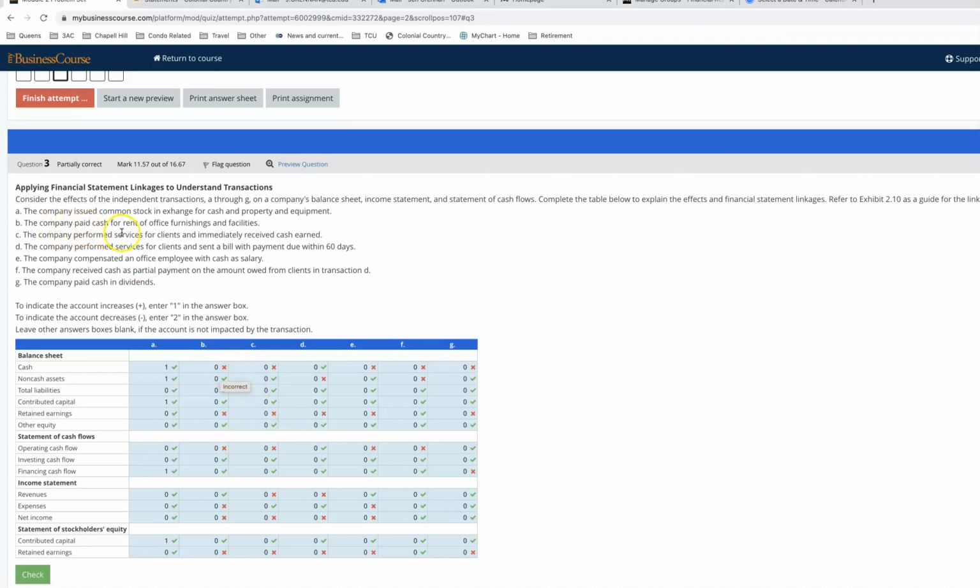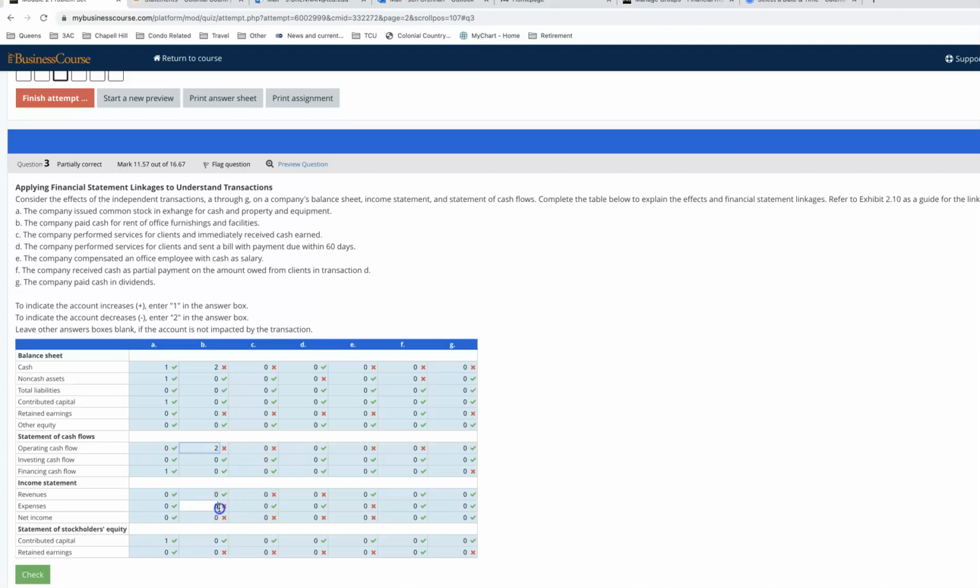All right, B, the company paid cash for rent of office furniture, furnishings, and facilities. Okay, so my cash is going to go down, right? So I'm going to enter a 2 because I'm paying the cash. Also, let's see here, I've got cash going out associated with the fact that I'm renting this office furniture. So I'm going to put a 2 in to show that cash is going out.